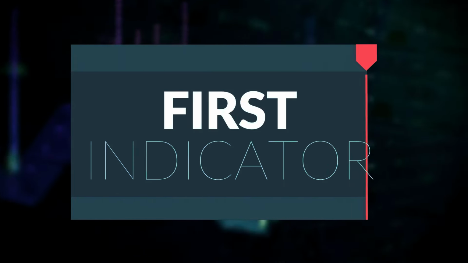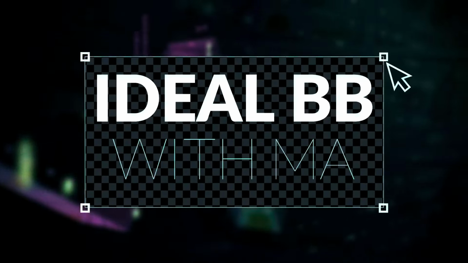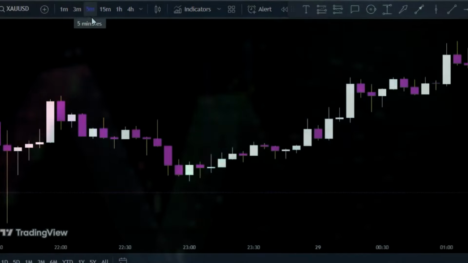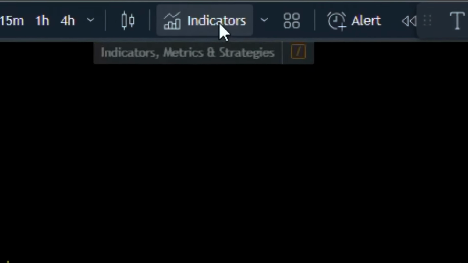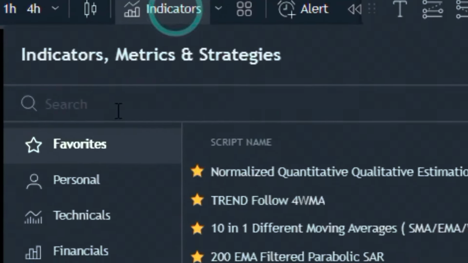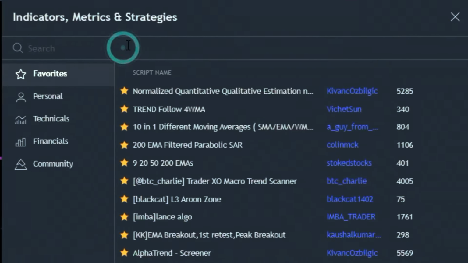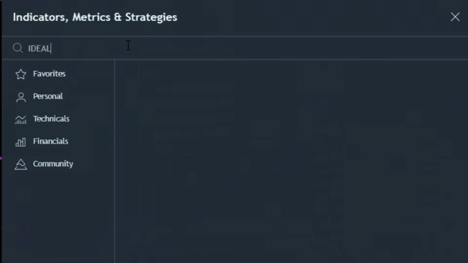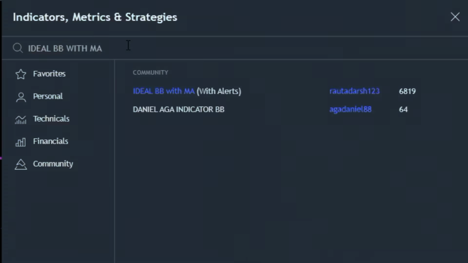Next, let's add our first indicator, the ideal BB with MA, which is a powerful tool for traders. To add it on TradingView, follow these steps. First, find the indicators button on the platform toolbar. Once you've located it, click on it and a menu will appear. Now, search for ideal BB with MA in the search bar and click on the indicator once it shows up in the results. After that, the indicator will be added to your chart.